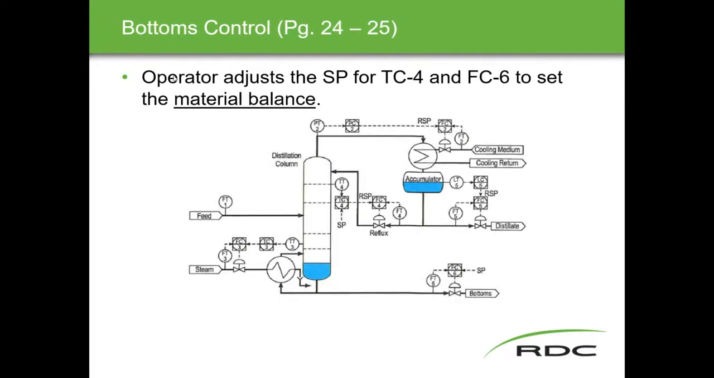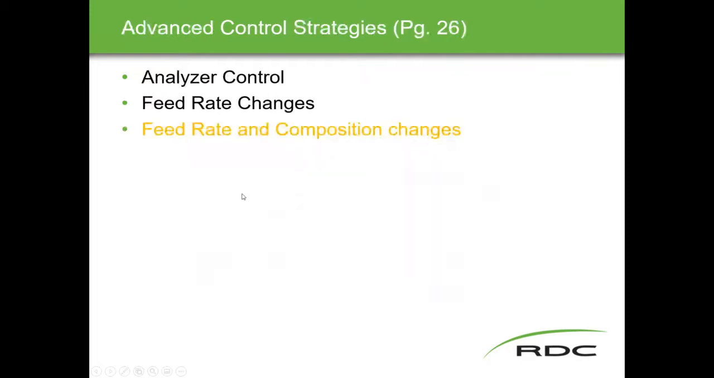Okay, bottoms control. Again, the operator is adjusting the set point for TC4 and FC6 in this case, because it is bottoms. Set point at bottoms, bottoms control; set point at distillate, distillate control; set point at reflux, reflux control; set point at steam, heating control. Four slides. Hopefully that was a solid explanation for you to be able to identify those things.